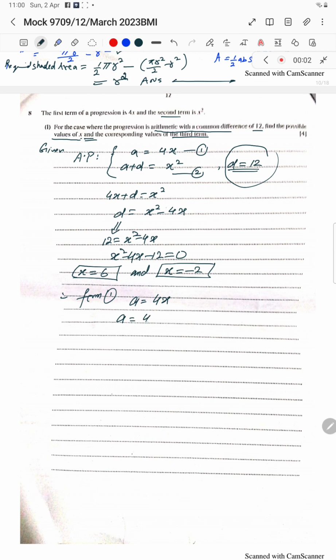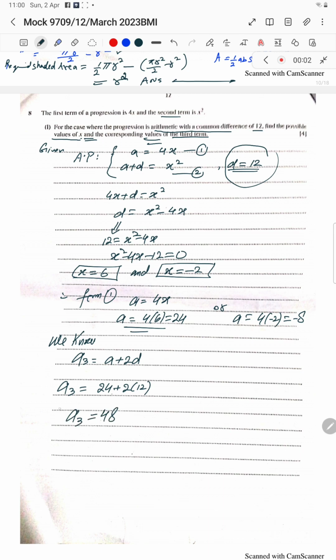So a will give you 4 times 6, that is 24, or at minus 2, 4 times minus 2 will give you minus 8. We have two values of a, so similarly we will get two values of the third term. For an AP, we know the third term is a plus 2d. By replacing a, d remains 12. So a3 when a is 24 and d is 12.